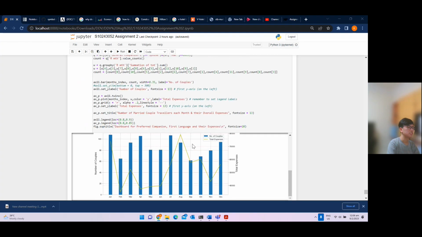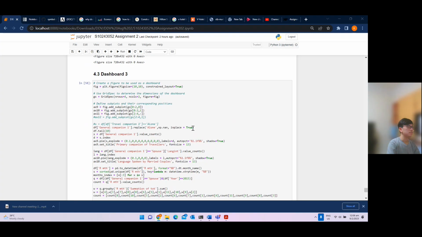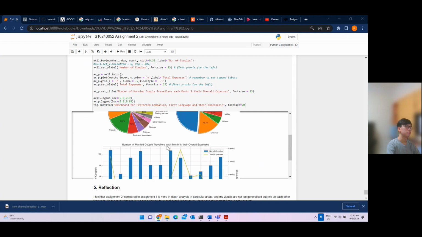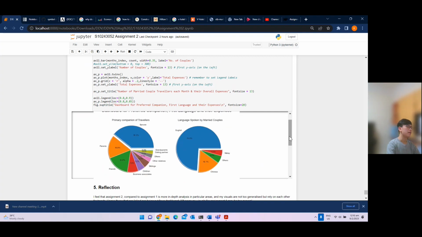The third dashboard describes the preferred companion, first language, and the expenses. For the primary companion of travelers, from the chart, alone has the highest percentage, but we don't want to count it alone, because if you target a spouse, you target 2 people versus 1 person. We have more packs but less of the target, and we can actually double because there are 2 packs, compared to the percentage of alone being 1 pack. Spouse will have more travelers, so our travel group will be larger and you profit more income.